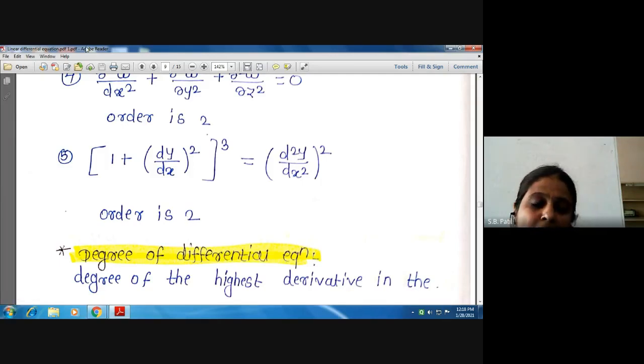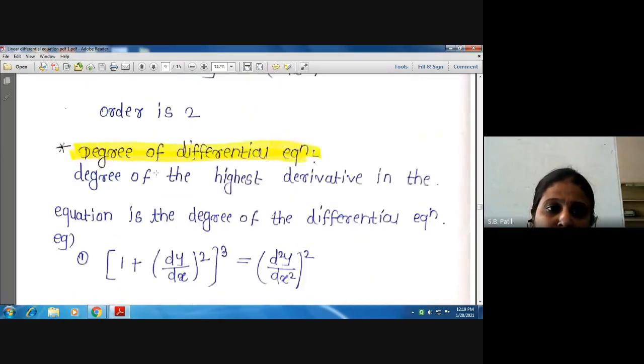That means from this observation we can easily find out the order of the differential equation. That means the highest order derivative. If you consider the general equation, the nth order derivative, then the order of this differential equation is n. The highest order derivative is nothing but the order of the differential equation.